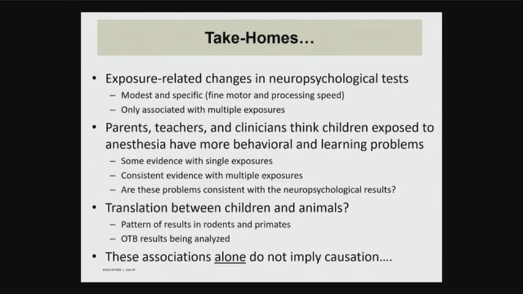The question that we're left with is, are these problems consistent with the neuropsych results? What would you expect to see? Is the anesthesia phenotype different than wild ADHD or learning disabilities? You have some hints of that because of the high co-occurrence of the two. We require a little more study and analysis. We still haven't directly looked at the translation between children and animals. We're analyzing those OTB results, but I just note that learning and memory are often assessed in many of the rodent models, and for most of the tests of learning and memory that we examine in our study, we don't see any association. Finally, the usual caveat that these do not at all imply causation.